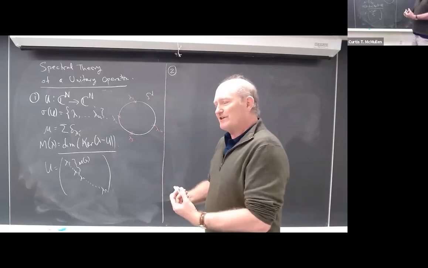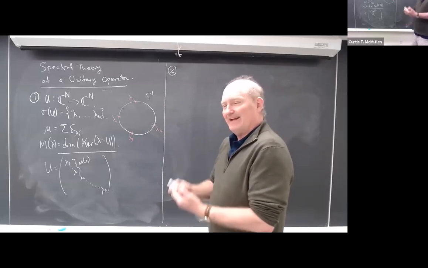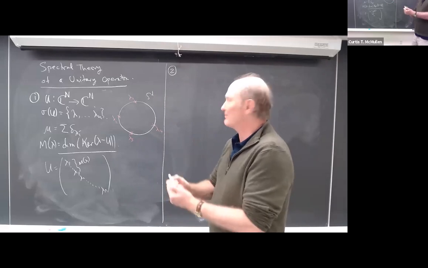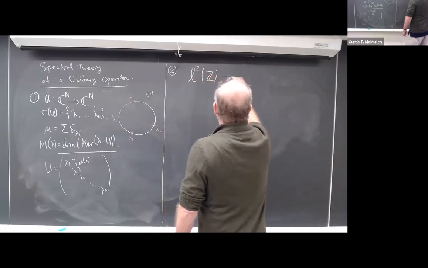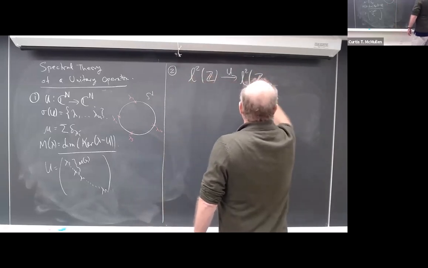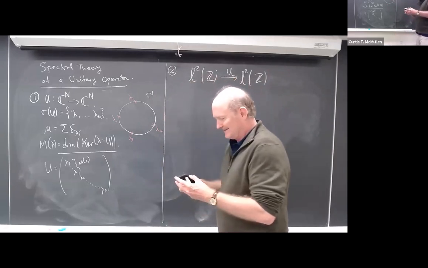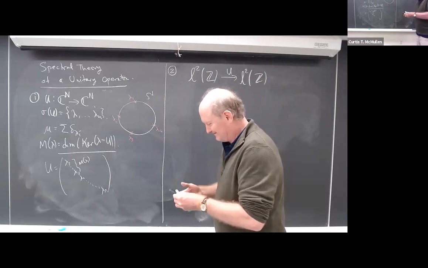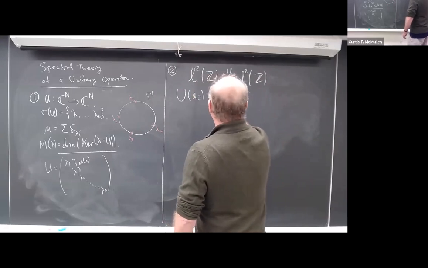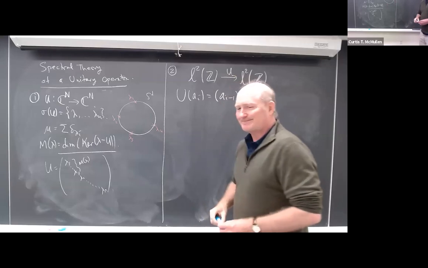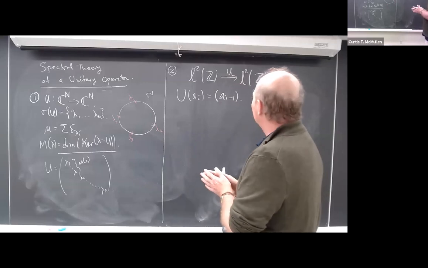But it's the most interesting when you have an operator that has no eigenvectors. And here's the most fundamental example of an operator with no eigenvectors. So we take the space L2 of Z, which is the space of sequences indexed by the integers, and we look at the operator that takes a sequence and shifts it along. So it's a_i minus 1. Okay, now why doesn't this operator have any eigenvectors?